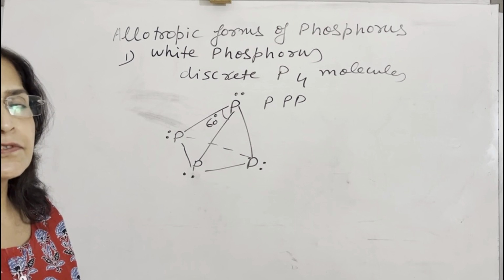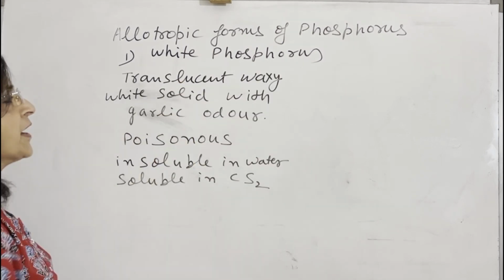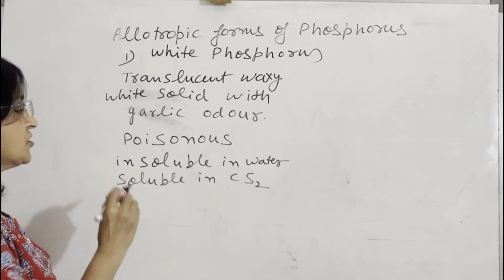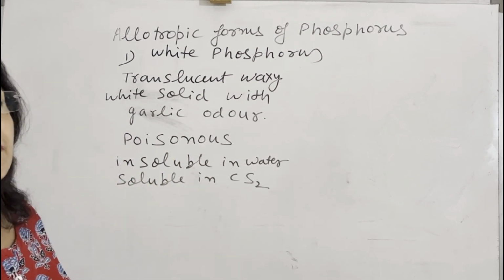Now, properties of white phosphorus. These are the physical properties of white phosphorus. Translucent waxy white solid with garlic odor. It is poisonous in nature. It is insoluble in water but soluble in carbon disulfide.